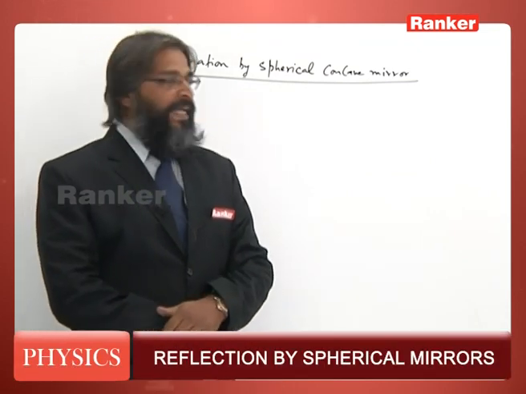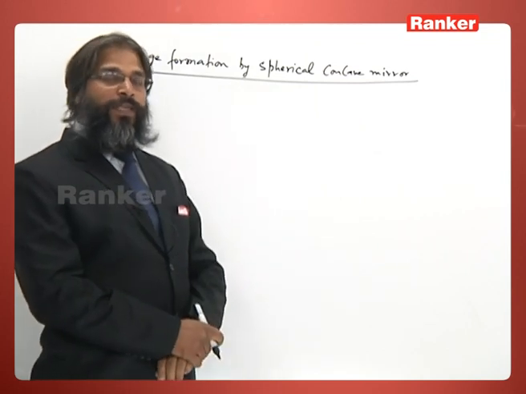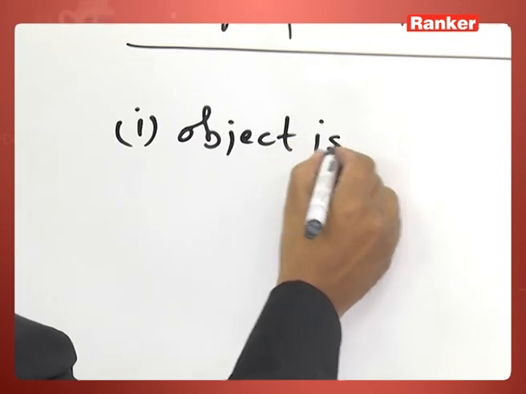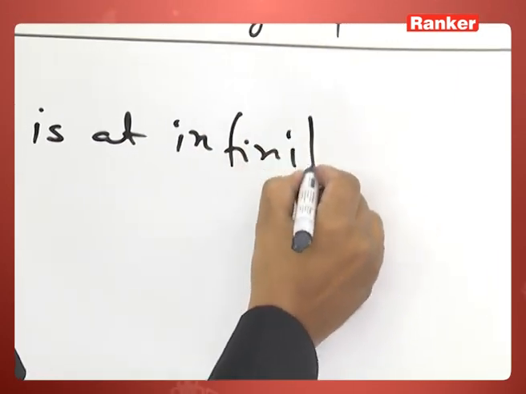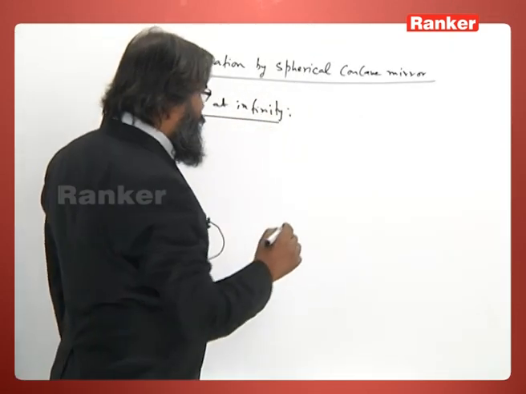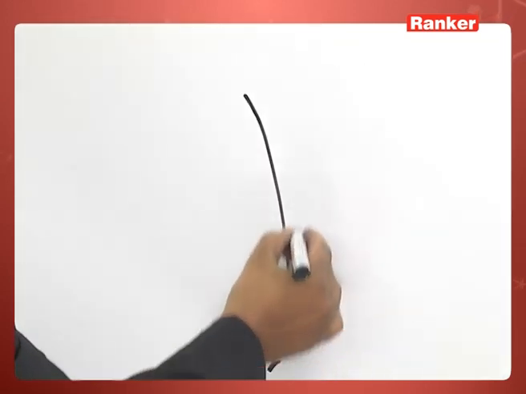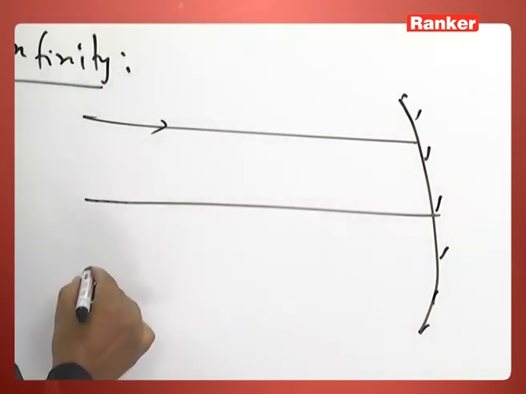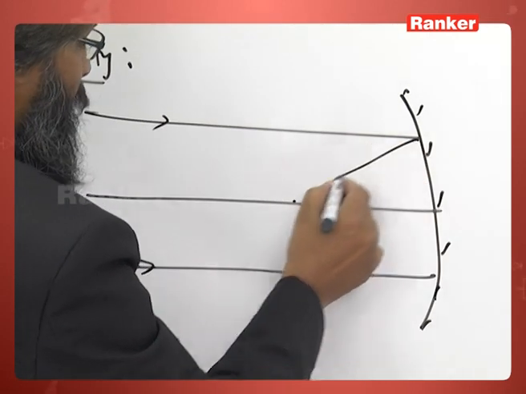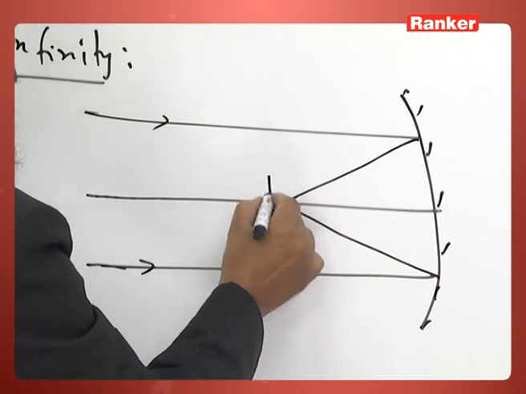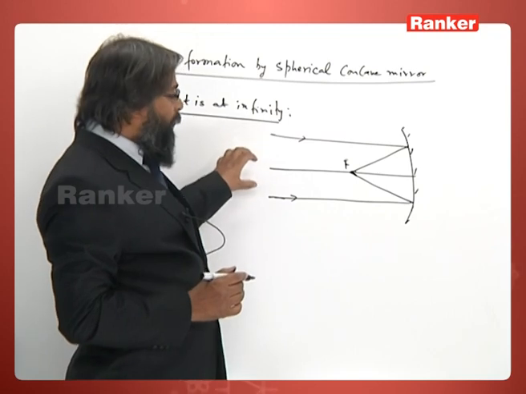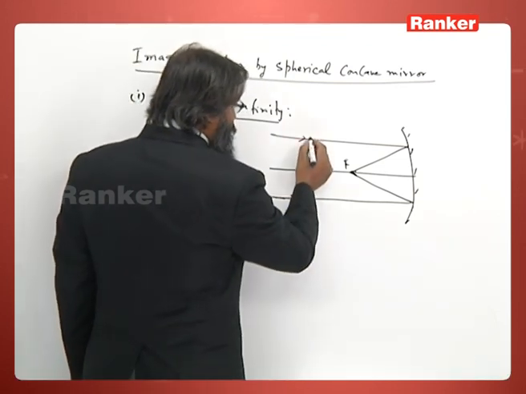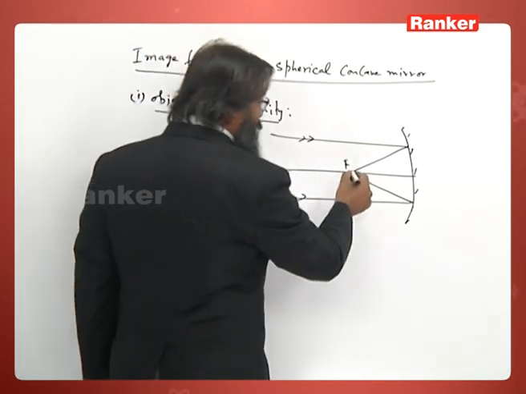So now, let us see the image formation by a spherical concave mirror for different object positions. First of all, the object is at infinity. This is the concave mirror. This is the principal axis. We have already seen that if the object is at infinity, the image is formed at the focus. This is the definition of focus, that if the object is at infinity, the place where the image is formed will be called focus. Here we should keep in mind that these rays are parallel to the principal axis, so they meet at the focus.